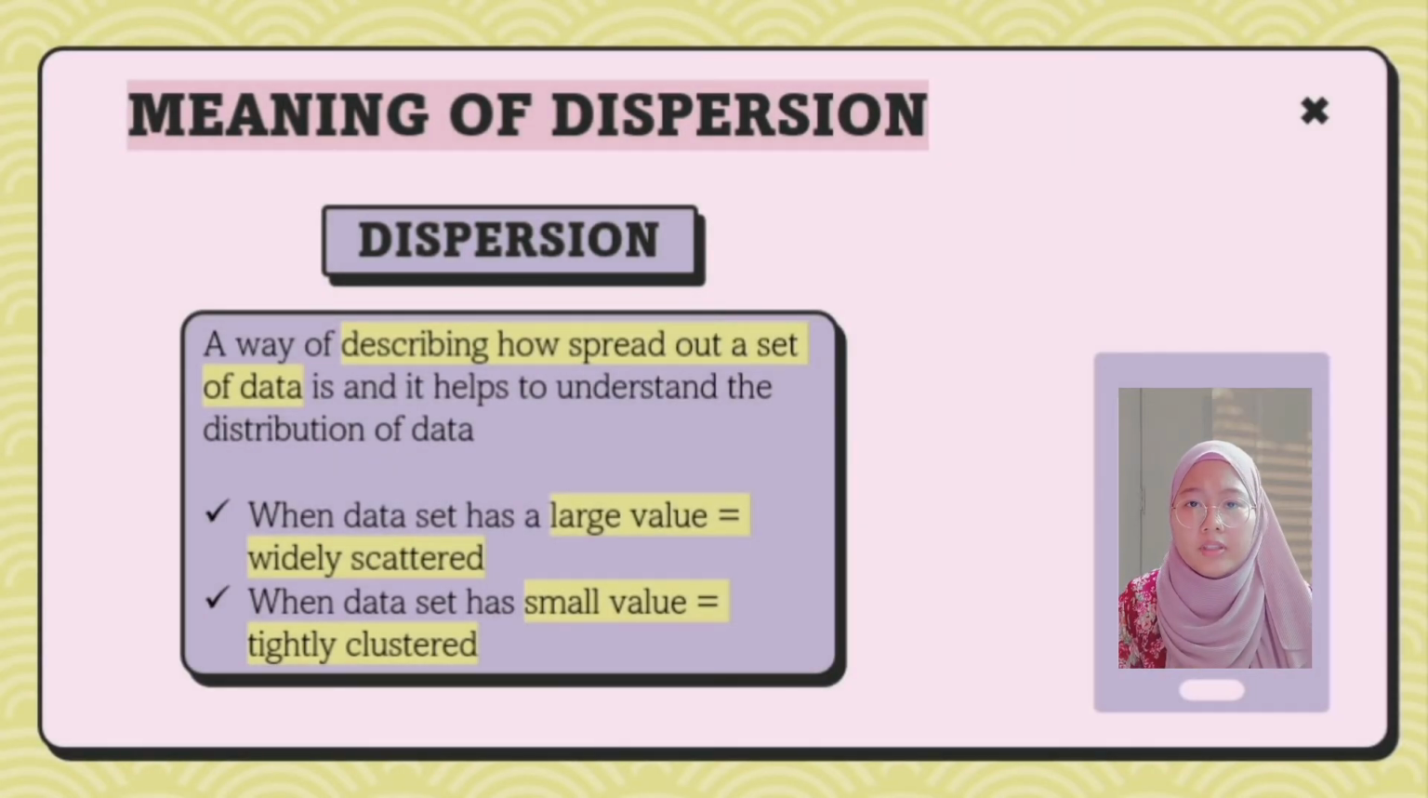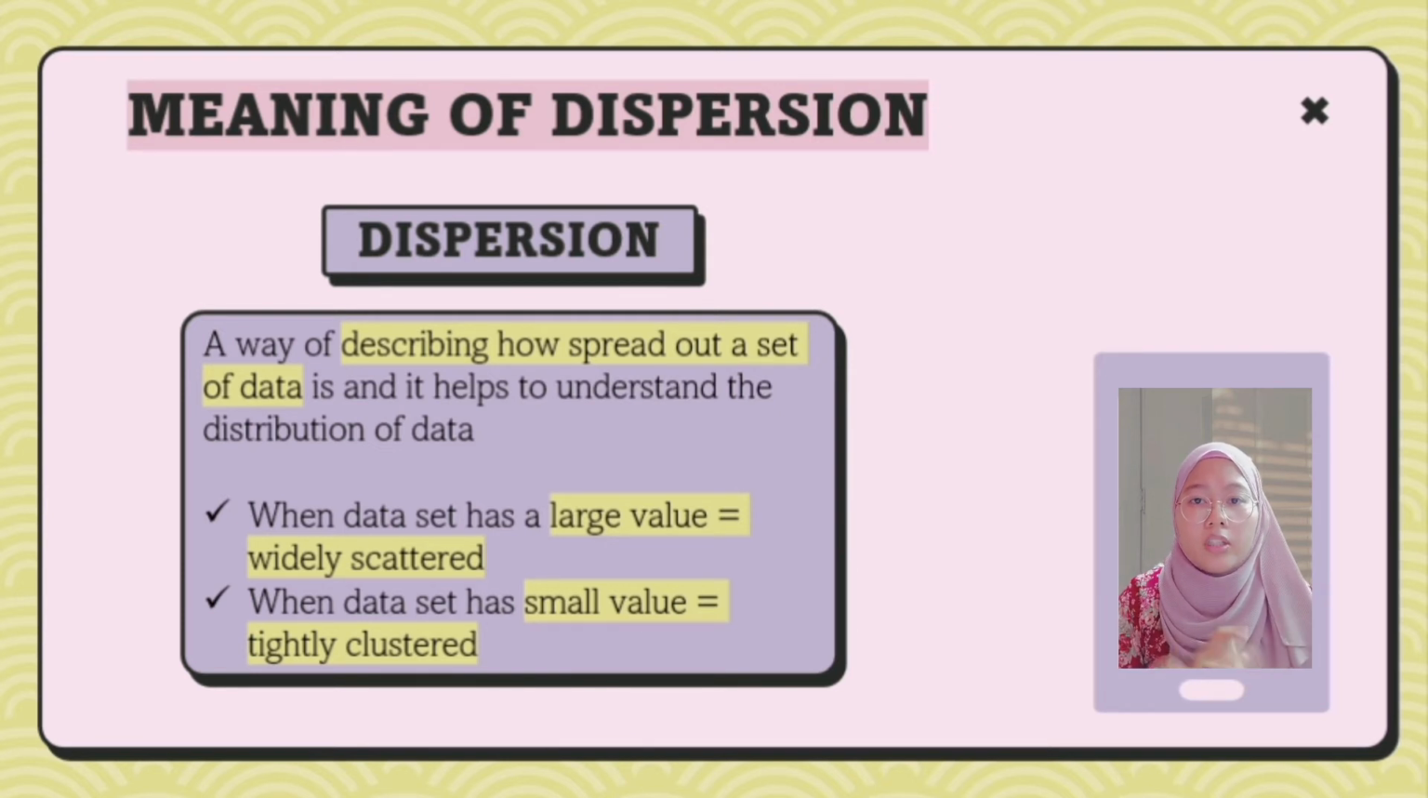Alright, first thing first, what do you understand about the meaning of dispersion? What is dispersion? So, in the context of mathematics, dispersion can be defined as a way of describing how spread out the set of data is, and it helps to understand the distribution of data. Please take note that the distribution of data are different, and if we want to understand about the dispersion, we need to consider the difference between the largest value and the smallest value of the data.